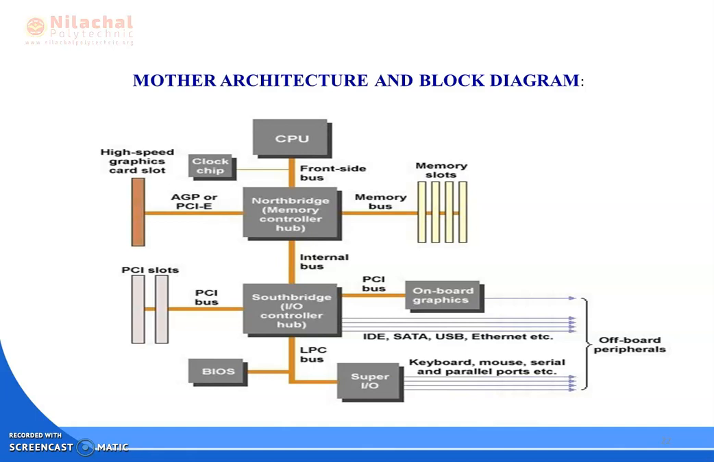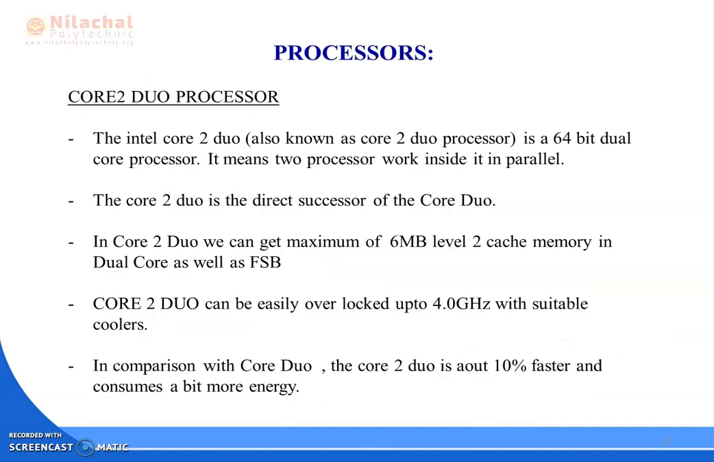In our next slides, we will be discussing different processors, that is, after a single processor, how we use multiprocessors. When there are two processors, it is known as a dual processor. When there are four processors, it is known as a quad core processor. So these are the different processors we will be discussing in our next slides.